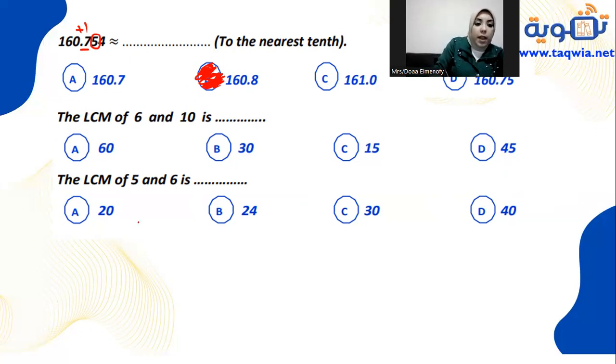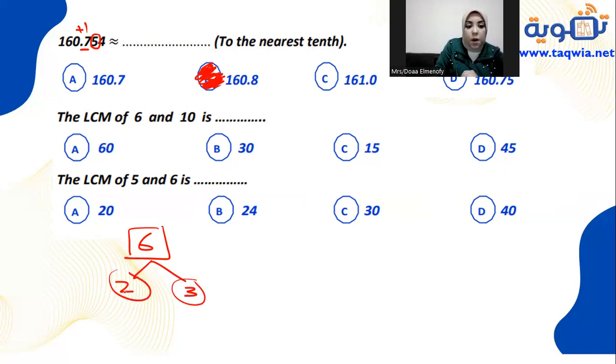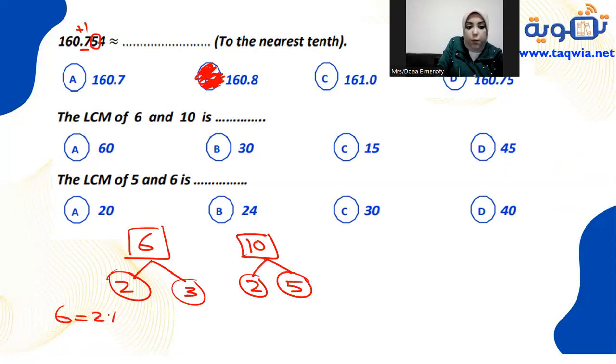Okay, the least common multiple of 6 and 10. So here we have to factorize 6 to be 2 by 3. Here 2 is prime, circle it and leave it. 3 is prime, circle it and leave it. So what are the prime factors of 6? They are 2 and 3. What about 10? 10 is 2 by 5. So 6 equals 2 by 3, and 10 equals 2 by 5.